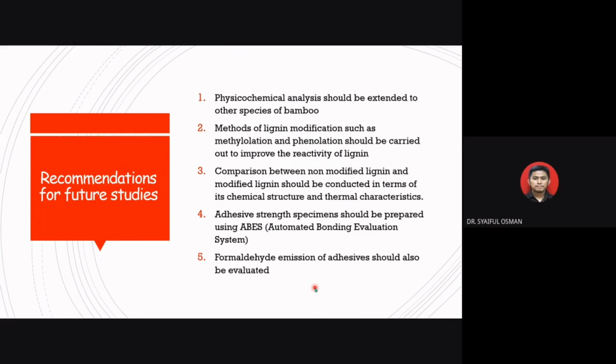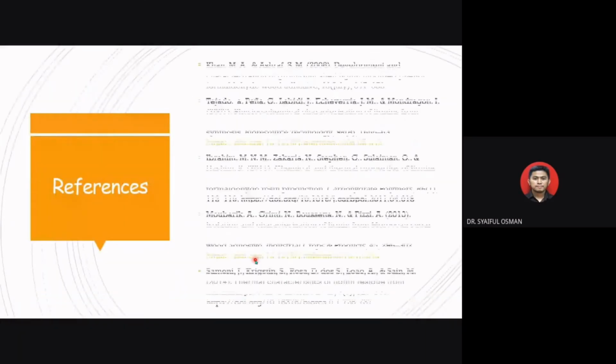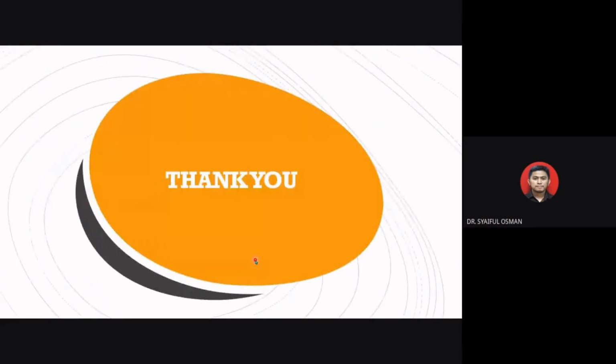And comparison between the non-modified lignin and modified lignin should also be conducted in terms of chemical structure and thermal characteristics. And if we want to yield more accurate results from the lap shear strength, we should employ ABES, the automated bonding evaluation system, to prepare the samples. And this is very important, the last recommendation for future study: I think formaldehyde emission of the adhesive should also be evaluated in the future. I think that's all for my presentation.